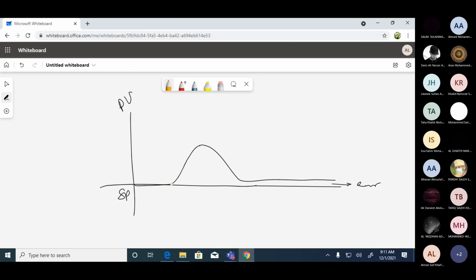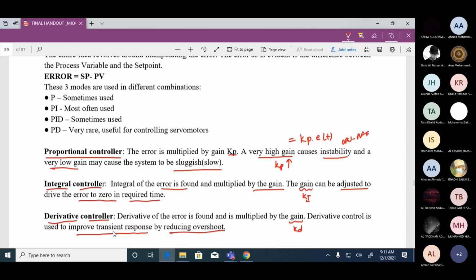Then the output, okay, then the process variable is going to come back, and then it is going to increase, then decrease, then increase and decrease, and then it is going to settle down. But if I'm using a derivative controller, it will make the variable come back to the original value very fast without any error. Also, it will be faster.